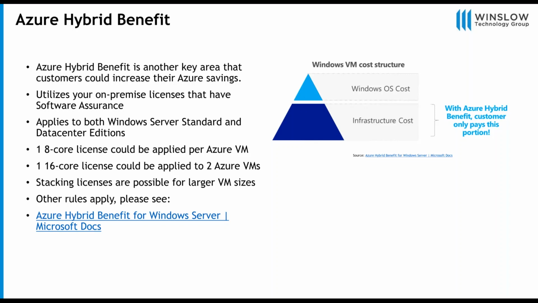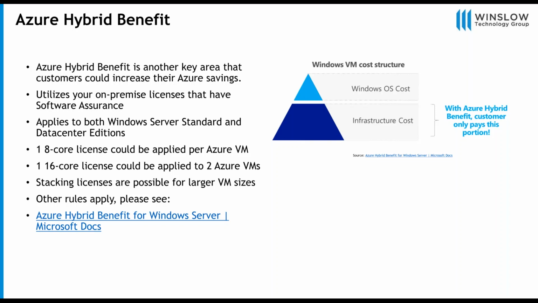And as you can see, it has a little bit of a breakdown here, and there is a link provided that takes a deeper dive. You could stack licenses for a larger VM size, but it's based off of the cores of whatever that VM is going to be. So if you had a 4-core Azure virtual machine, you still have to have that minimum 8-core license associated to it. And with a 16-core, that one changes a little bit. That could be applied to 2 Azure VMs compared to just a single one. So there are some rules associated with it, but you could see that there are some potential savings there as well.